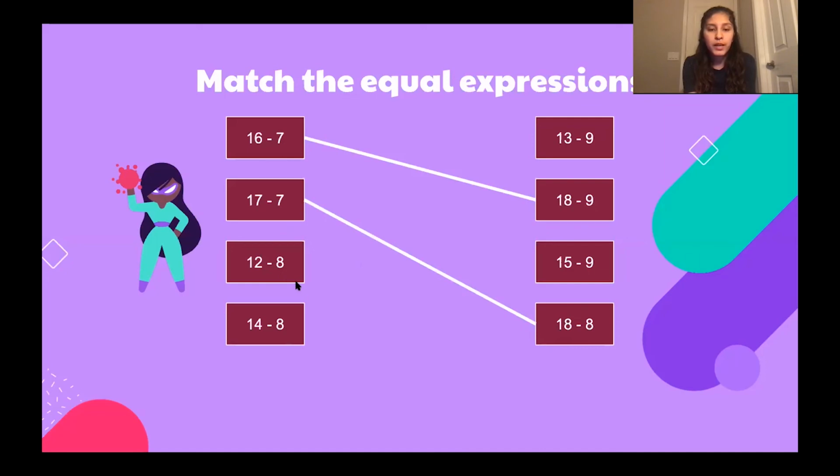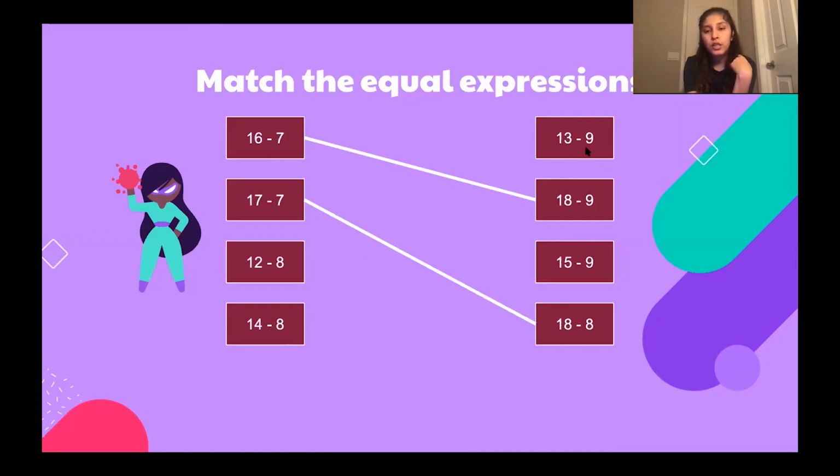So 12 minus 8. What is 12 minus 8? We can go ahead and use the count-on strategy for this one. So 8, 9, 10, 11, 12. So 4. One of them that equals 4.